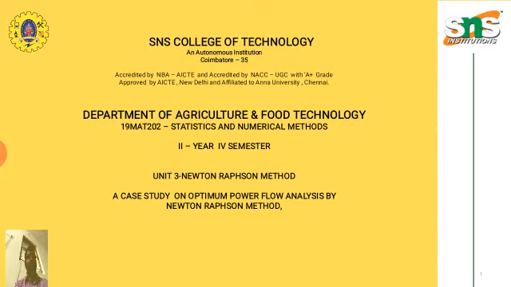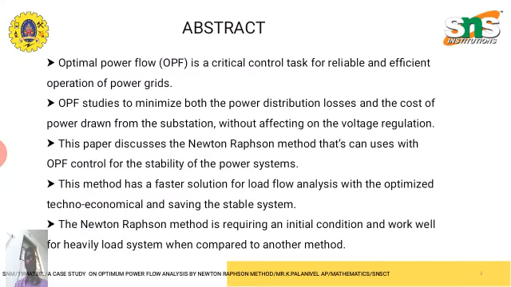Title of the case study: a case study on optimum power flow analysis by Newton-Raphson method. First of all, the abstract. Optimal power flow, OPF, is a critical control task for reliable and efficient operation of power grids. OPF studies minimize both the power distribution losses and the cost of power drawn from the substation without affecting the voltage regulation.